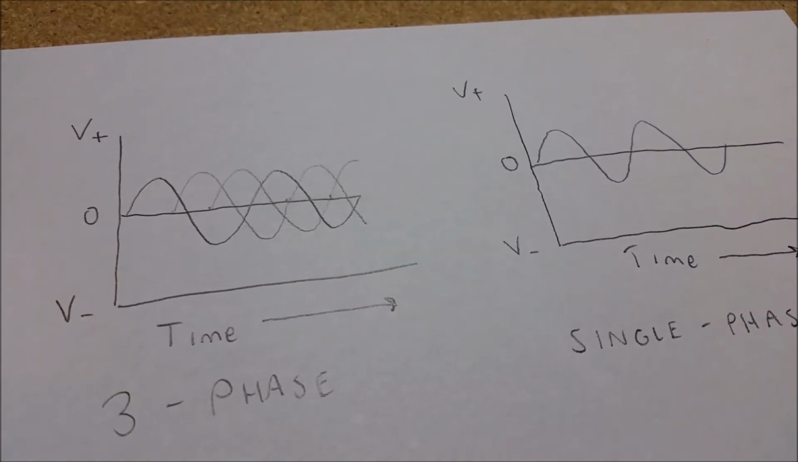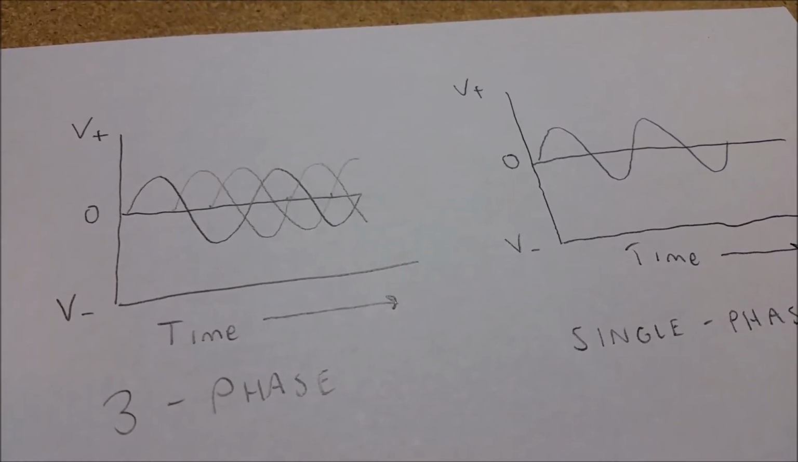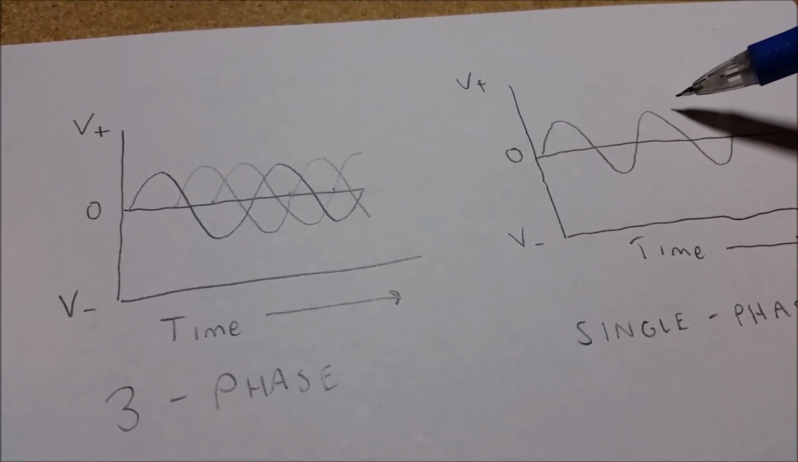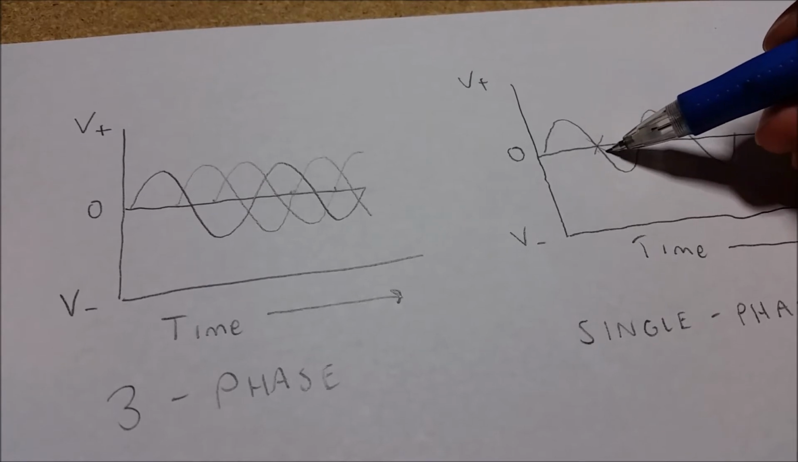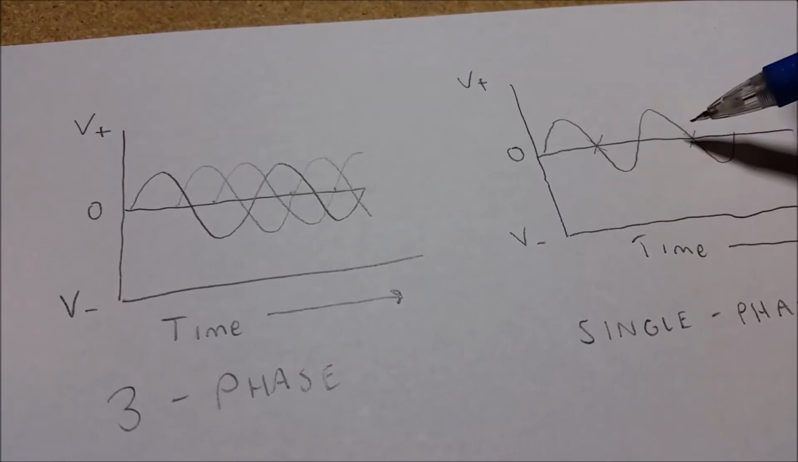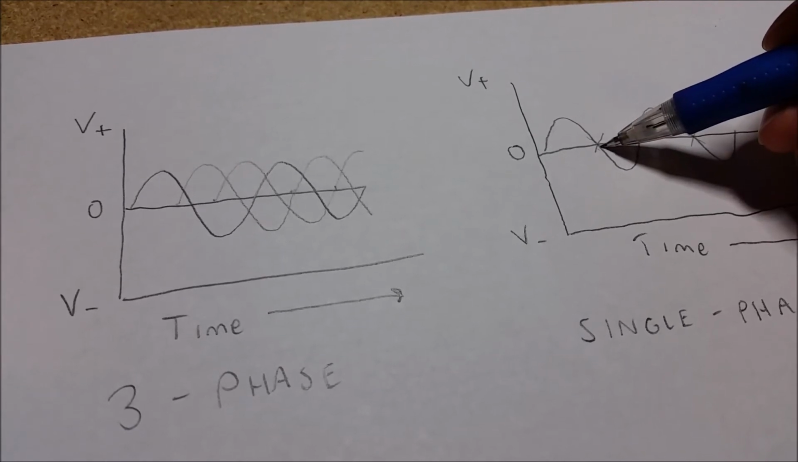But the reason three-phase is used more often than single-phase is because if you just look at a single-phase signal, it's just one sine wave, and what that means is that every time there's a dip here, or the wave crosses the 0 point, there's a node, and at a node, zero power is being generated.